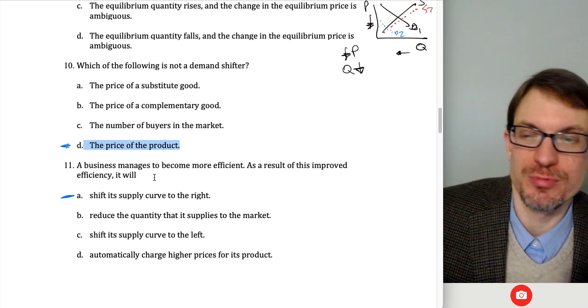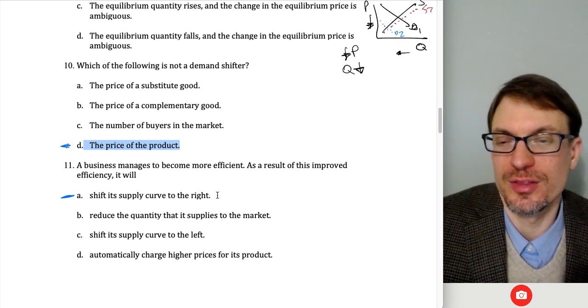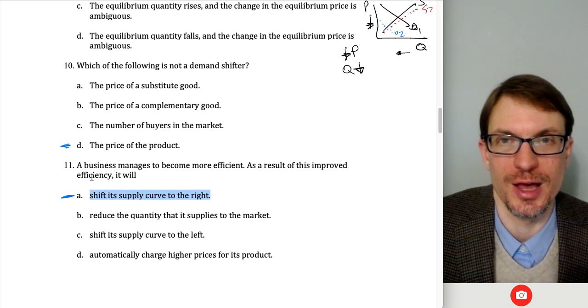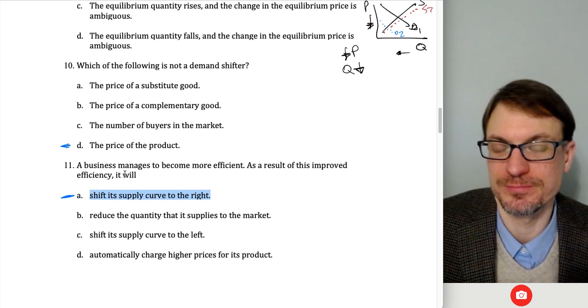Business manages to become more efficient. As a result of this improved efficiency, it will increase technology, increase efficiency. This will lead to an increase in supply. Shift the supply curve to the right.